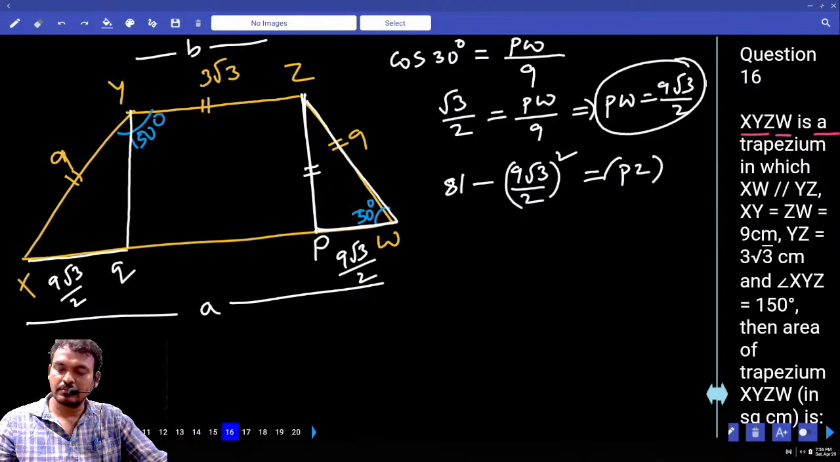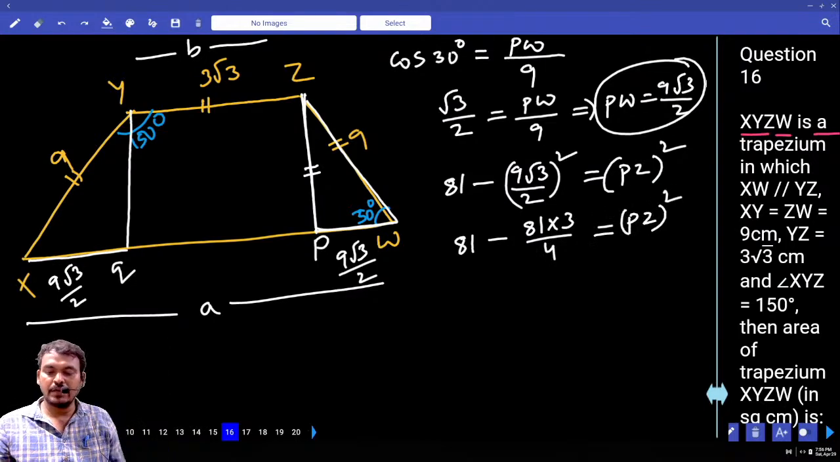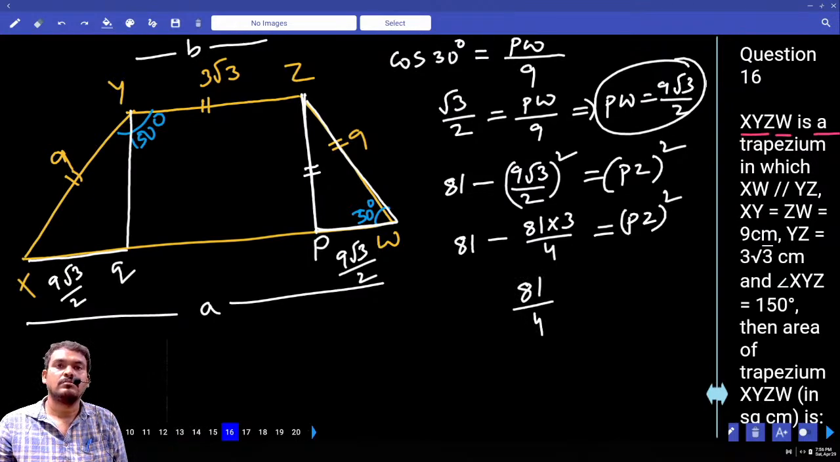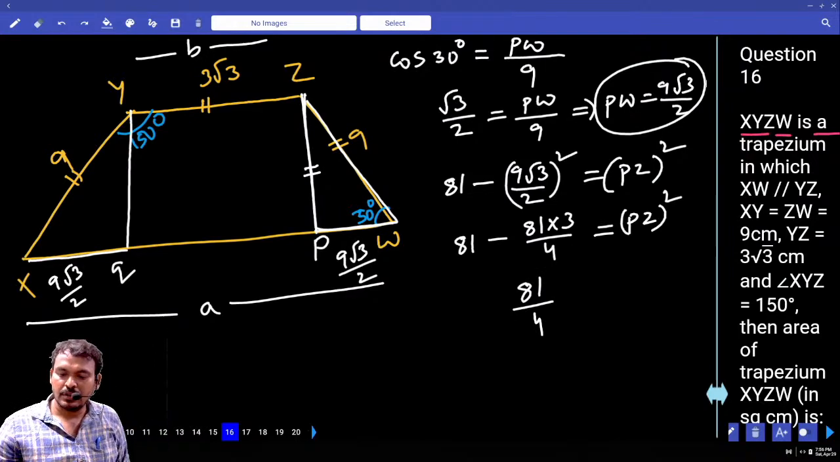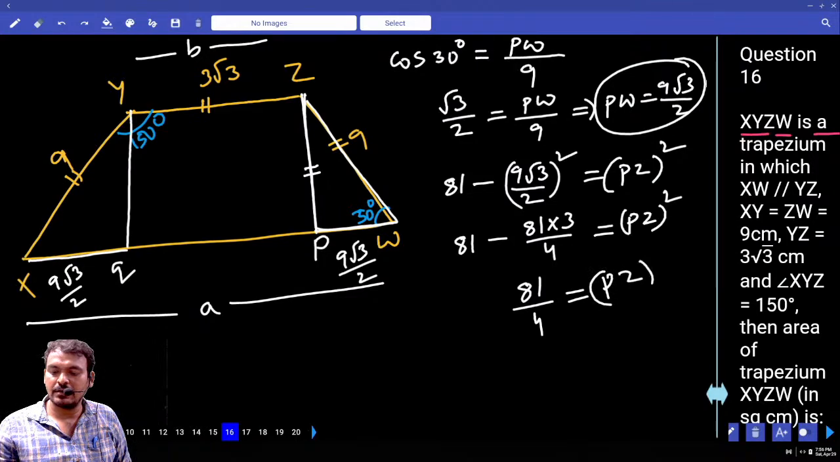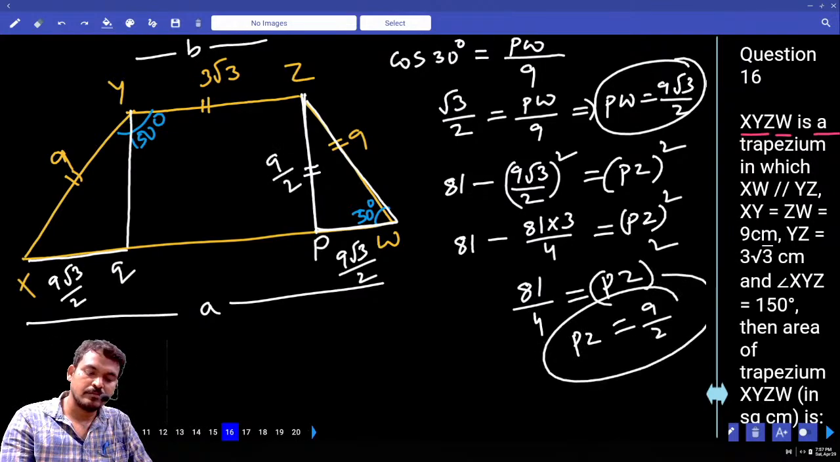PZ square. 81 minus 81 into 3 by 4, that is equal to which one? PZ square. 4 into 81 minus 81 into 3, over 4, what is the difference? 81 by 4. That is equal to which one? PZ square. Then PZ equal to how much? 9 by 2. PZ value 9 by 2. What is the question?